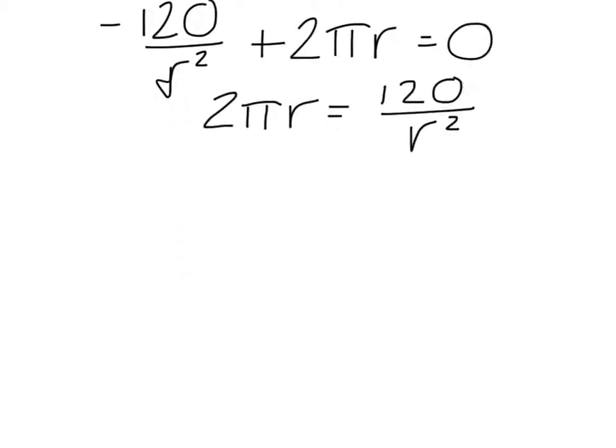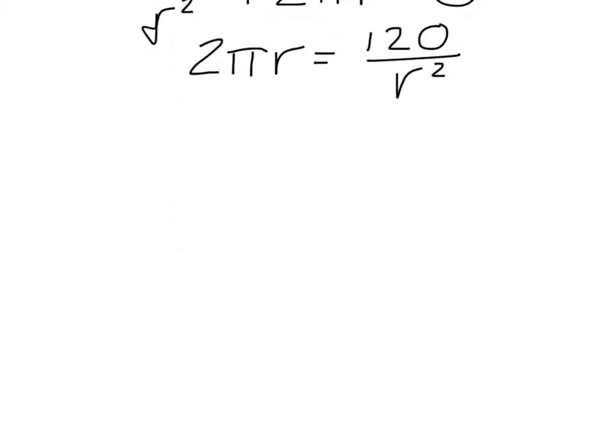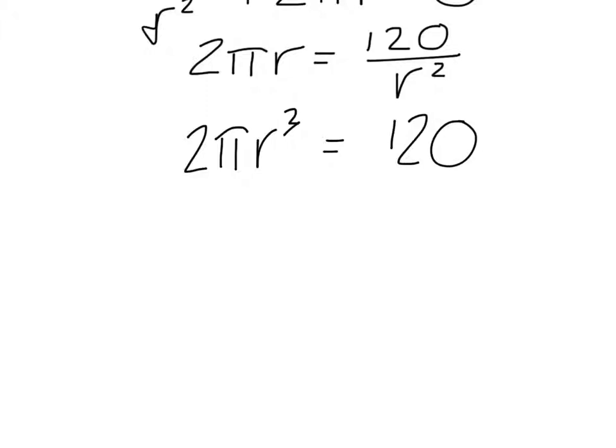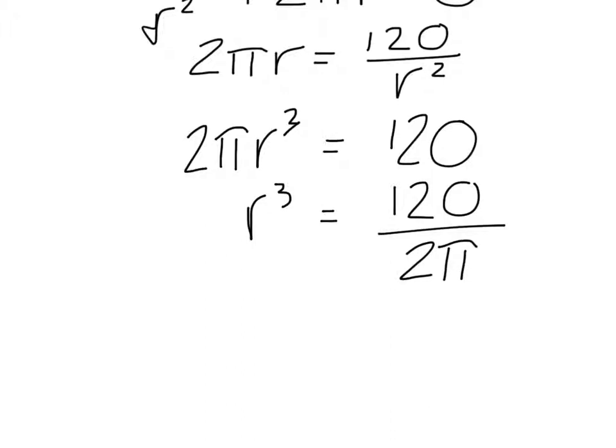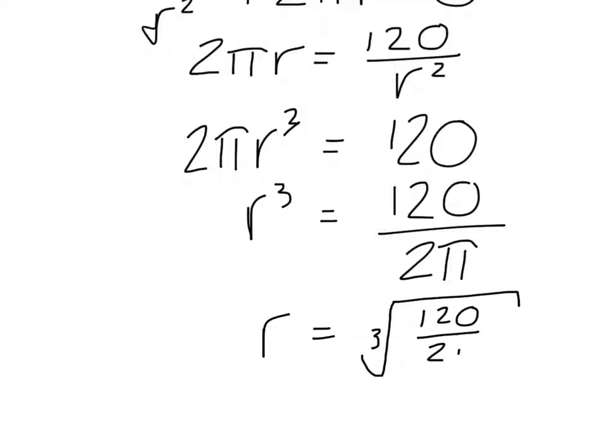So we're giving ourselves a little bit more room. What we can do now is take the r squared, which is dividing on the right hand side of the equation, onto the left hand side, which means we will multiply, which is 2 pi r times r squared, which is 2 pi r cubed, equals 120, which means r cubed is 120 divided by 2 pi, which means our radius is the cube root of 120 divided by 2 pi.